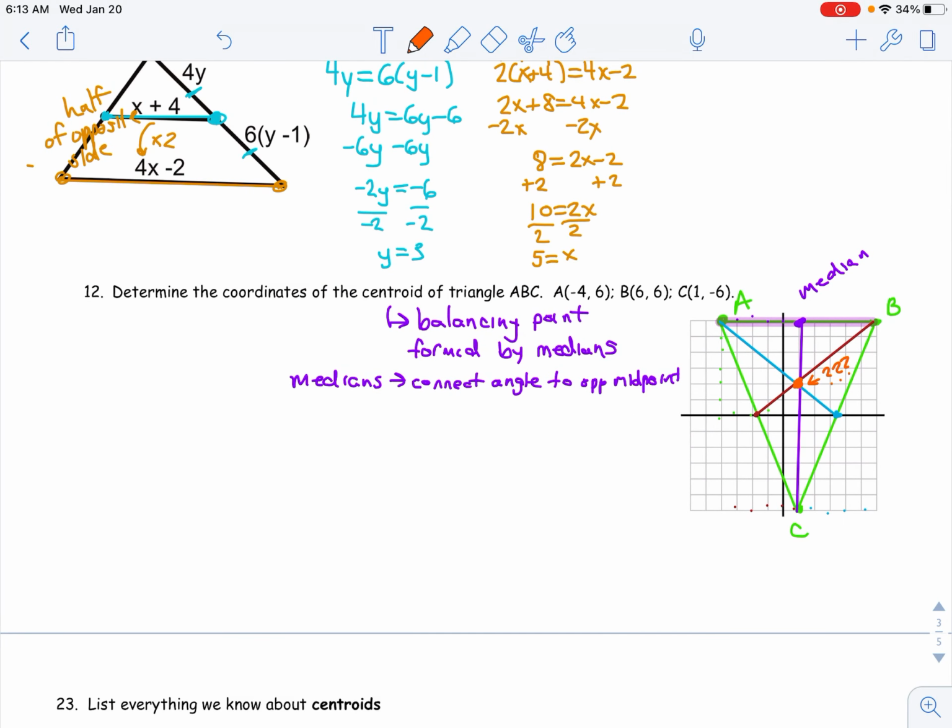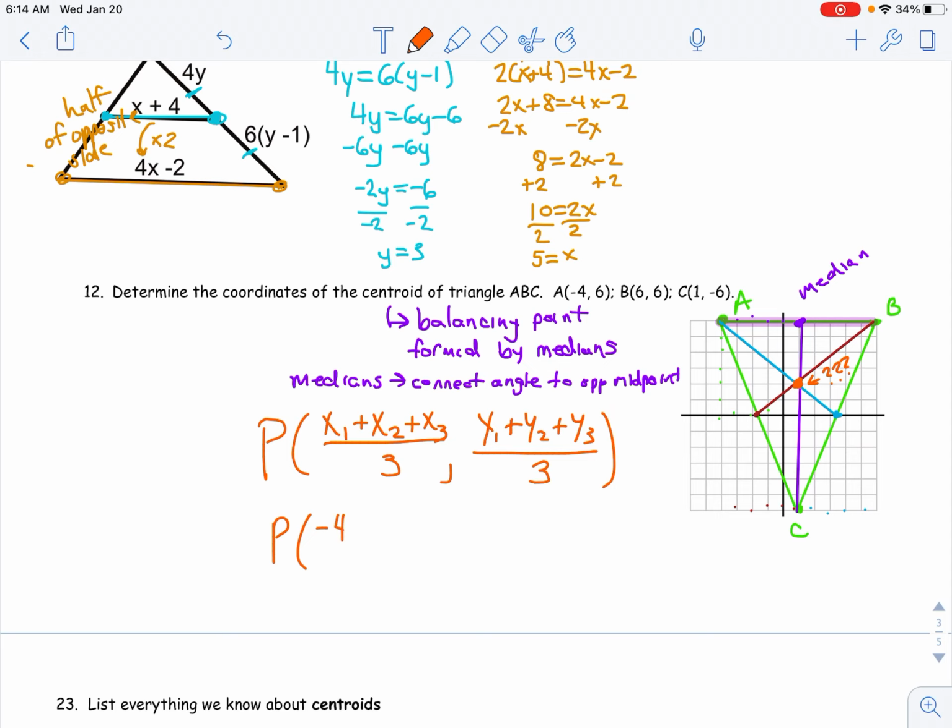All right, what you can do is use the formula right here, which I highly recommend. I love this formula. It's a great formula. If you can recall that the balancing point of a segment is the midpoint, the balancing point of a triangle is the centroid. This is why the midpoint formula and centroid formula look so similar.